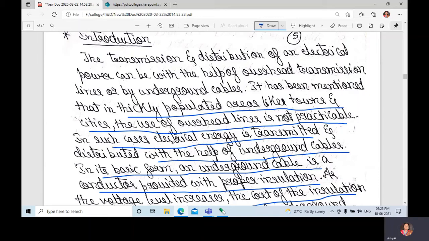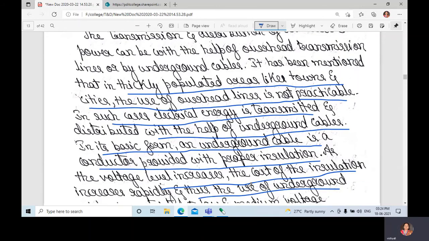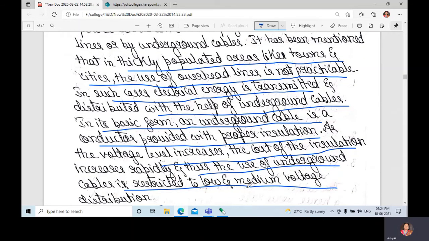In such cases, electrical energy is transmitted and distributed with the help of underground cables, and in its basic form, an underground cable is a conductor provided with proper insulation. As the voltage level increases, the cost of the insulation also increases rapidly, and thus the use of underground cable is restricted to low and medium voltage distribution.